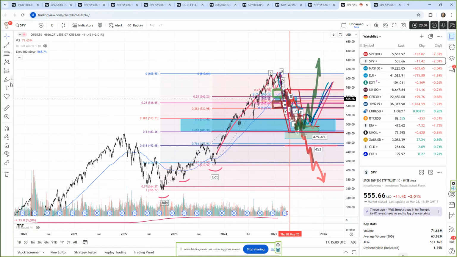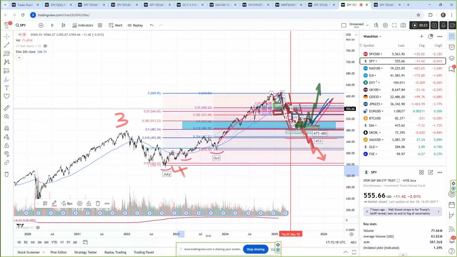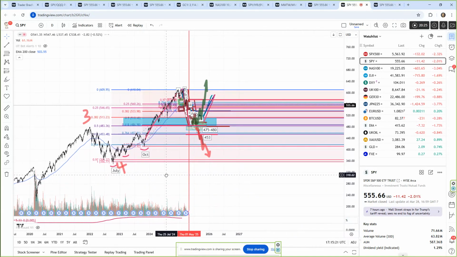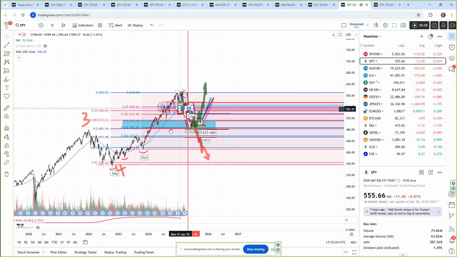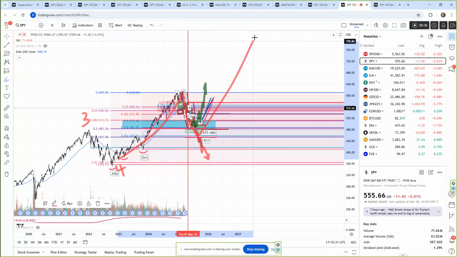Now, real quickly, before I run out of time, I want you to understand that I believe this is the end of a wave four. Sorry, wave three to the upside. This is a wave four low. And I believe that we are in a wave five. So if I believe I'm in a wave five, and this is wave one to the upside, wave two, wave three, wave four, wave five, potentially.